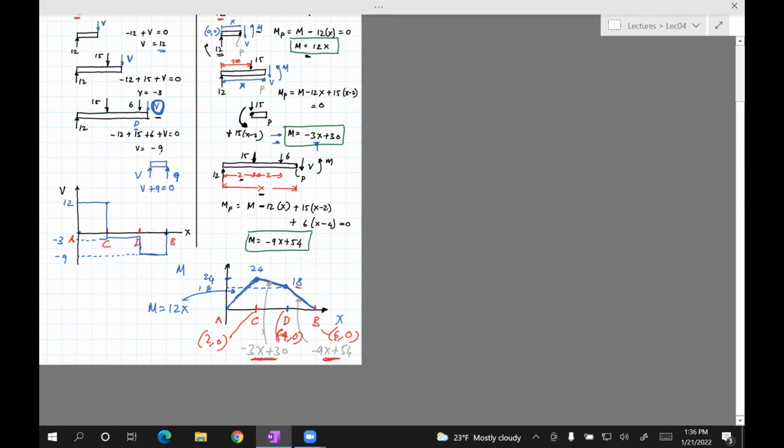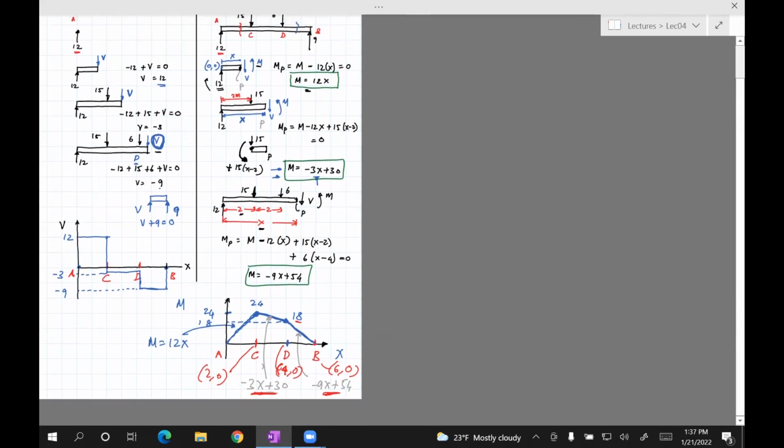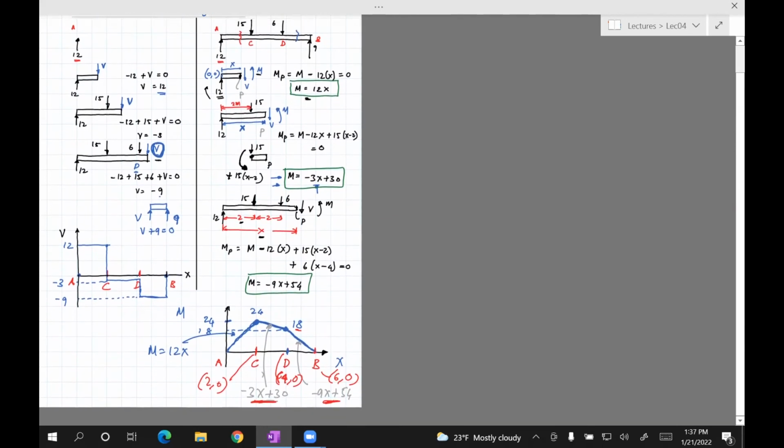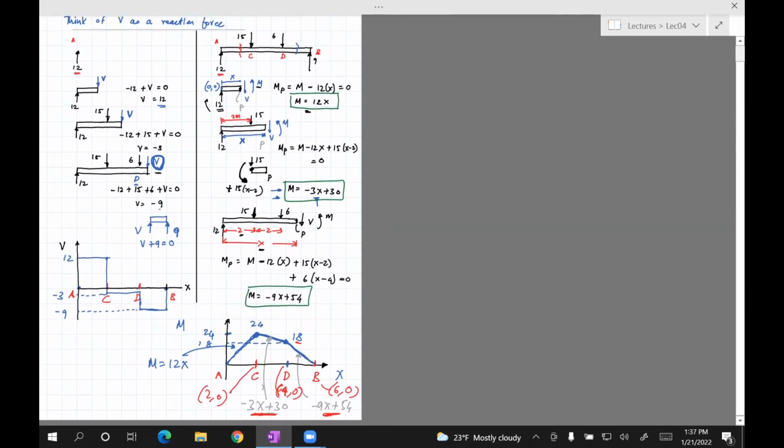So, Professor, you are just putting the numbers where our forces are acting. So at 2 meters we have a 15 newton force acting, at 4 a 6 newton force, and then at 6 we have another force acting. So it's just the endpoints where our force is acting. Yes.